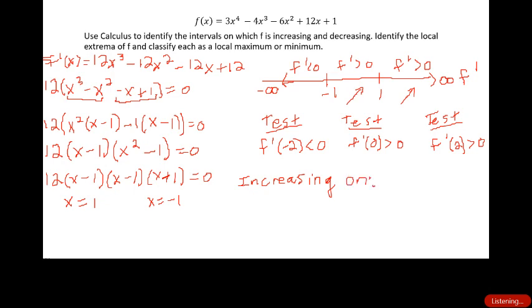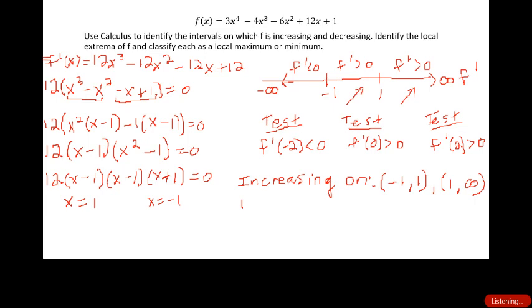And no, you cannot combine them. You cannot combine this as -1 to infinity, because here at 1, remember, 1 is a critical point. It's neither increasing nor decreasing at 1. So no, you can't just lump it together. You have to list this as 2 separate intervals. So the first interval it's increasing on is the interval from -1 to 1. Then it is also increasing on the interval from 1 to infinity. Do not lump those together, because at 1, it's not increasing.